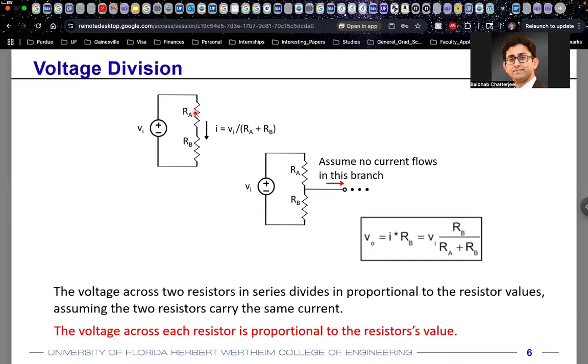On the other hand, if they are parallel, this is your RA and this is your RB. Then the parallel combination looks like this equation: RA times RB divided by RA plus RB. And this is something we have proved in the previous lecture already.